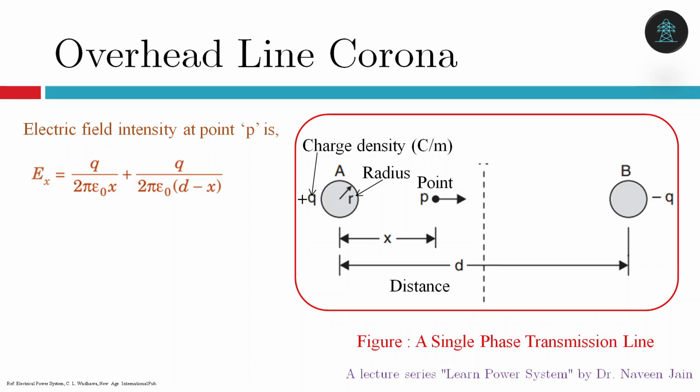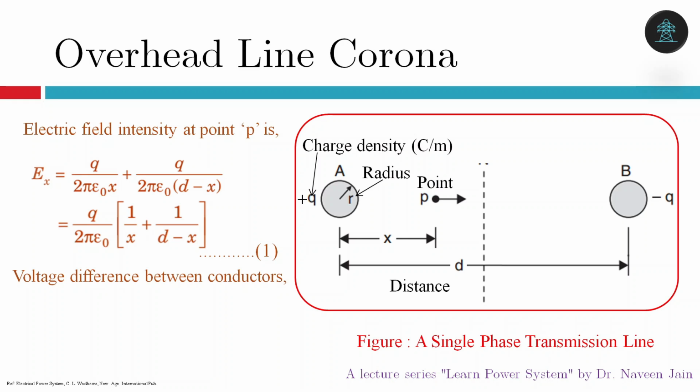I think you are aware about Gauss theorem, and this can also be determined by Gauss theorem. Now let us simplify this expression by taking q upon 2 pi epsilon naught as a common factor. Further, let us determine voltage difference between conductors. This expression is used to determine voltage difference between two conductors, and limits are taken as d minus r to r.